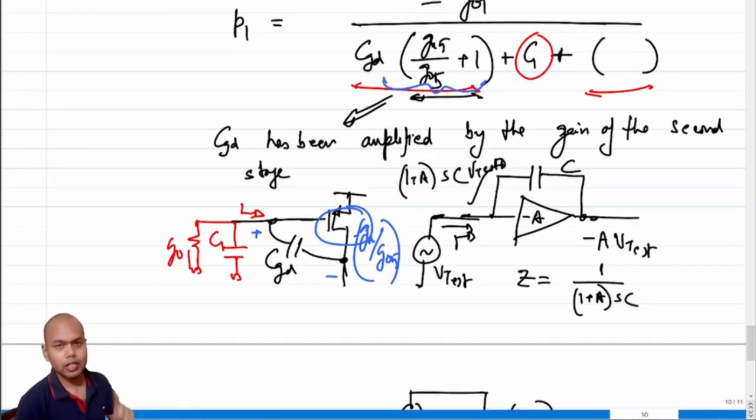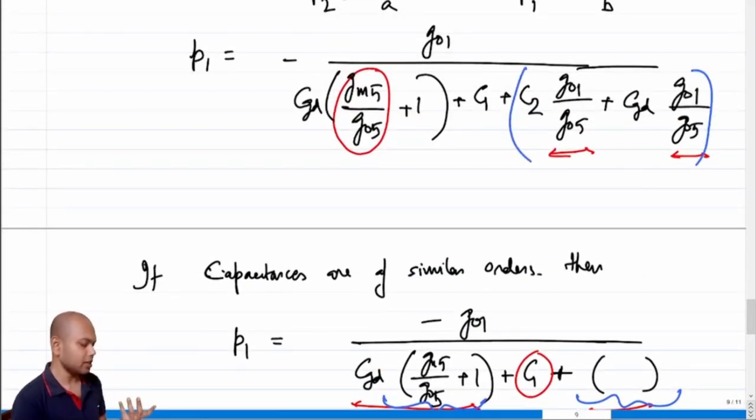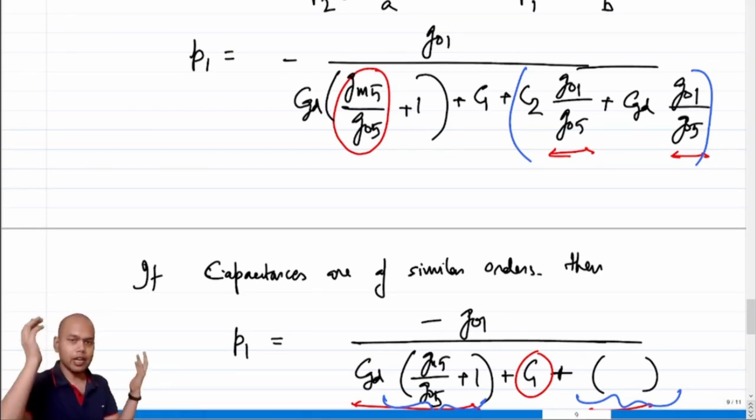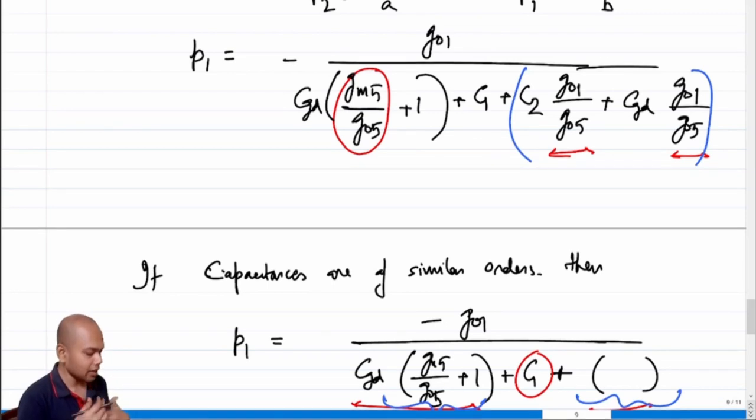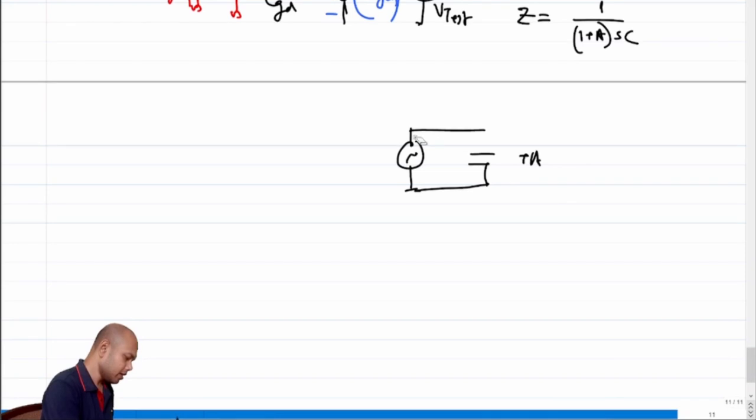But note that this is not a voltage controlled voltage source. This is a voltage controlled current source. Since this is a voltage controlled current source, we cannot expect this Miller capacitance to come as is, and that is why we get some extra terms. But fortunately, these extra terms are not dominant. If you now say that C2 is very high, then obviously they will become dominant, and we'll have to revisit. But as long as C1, C2, CGD are of similar orders, then we can clearly see that these extra terms are not dominant, which means we can develop some rudimentary intuition as to what the pole locations are, what the pole location associated with P1 is. Okay, fine. So that makes sense.